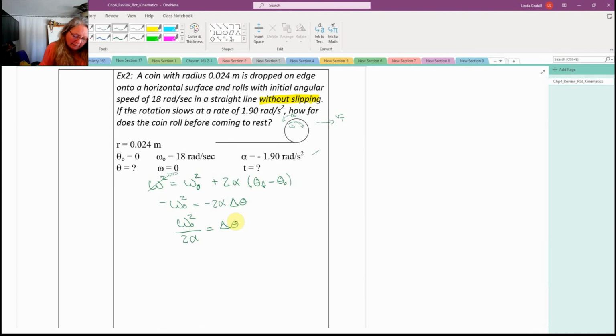So let's see, what information do I have? There we go. 18 radians per second squared divided by 2 times 1.9 equals what? I'm not going to do this in my head. 18 squared divided by 2 times 1.9. So we get 85.26 radians.